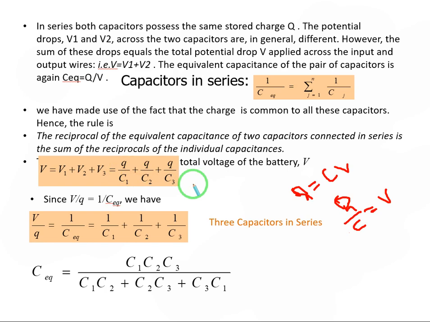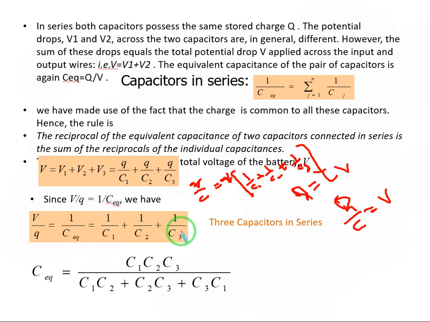So we can say Q divided by C is equal to Q, which is constant, in a bracket, then we can write 1 divided by C1, 1 divided by C2, then 1 divided by C3. Okay, so now this Q and this Q are going to be cancelled, and the result will be 1 divided by C equivalent is equal to 1 over C1 plus 1 over C2 plus 1 over C3.